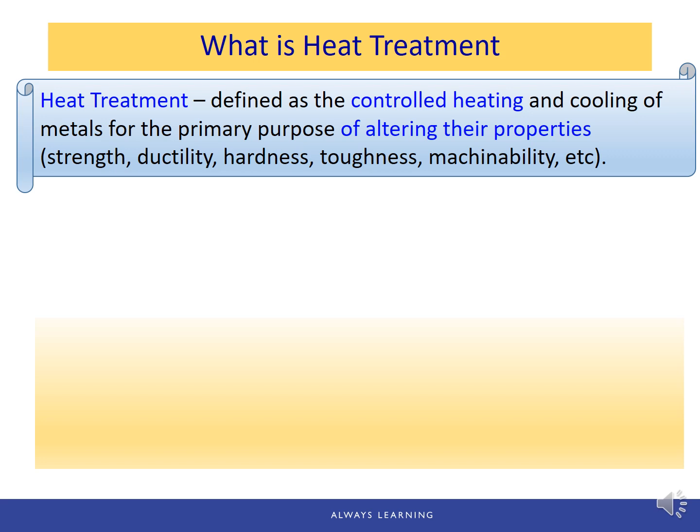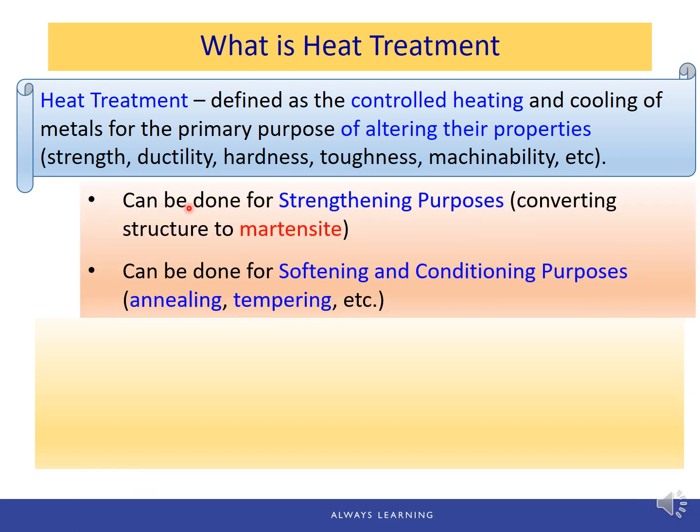Oftentimes, we need to achieve the desired properties of the material. The use of heat treatment on commercial alloys is an exceedingly common practice to alter the properties of the material. So, let's talk about heat treatment. Heat treatment is defined as the controlled heating and cooling of metals for the primary purpose of altering their properties, which includes strength, ductility, hardness, toughness, and machinability.